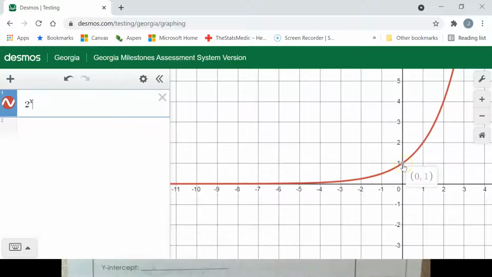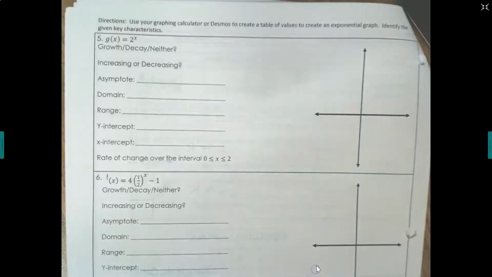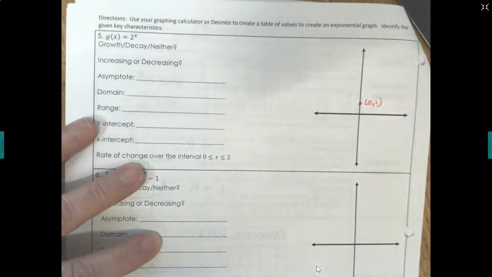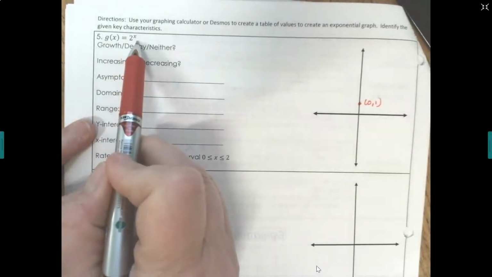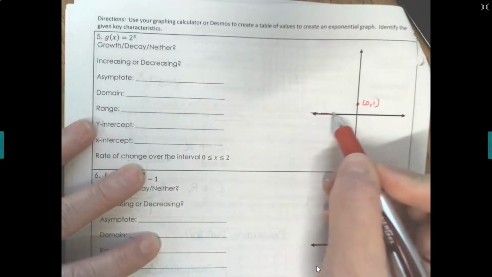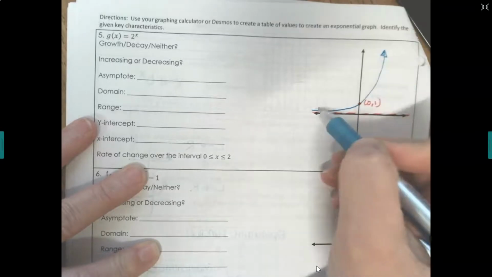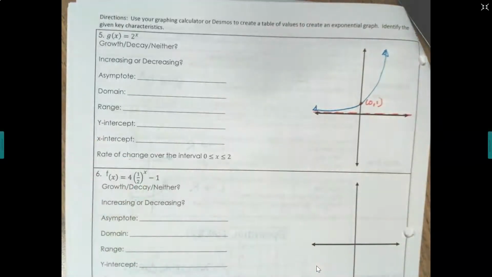So my y-intercept is (0, 1). On my graph, my y-intercept is at (0, 1). If you didn't notice, there's nothing adding or subtracting out here, so that means my asymptote is right here. The x-axis is my asymptote. Our graph started low on this side and came up through our y-intercept and then went off. Be sure to put your arrows on the end. That's just a quick sketch of what our graph looked like.